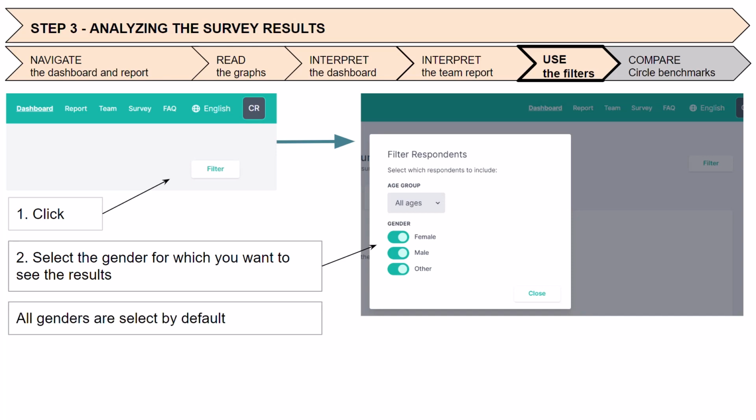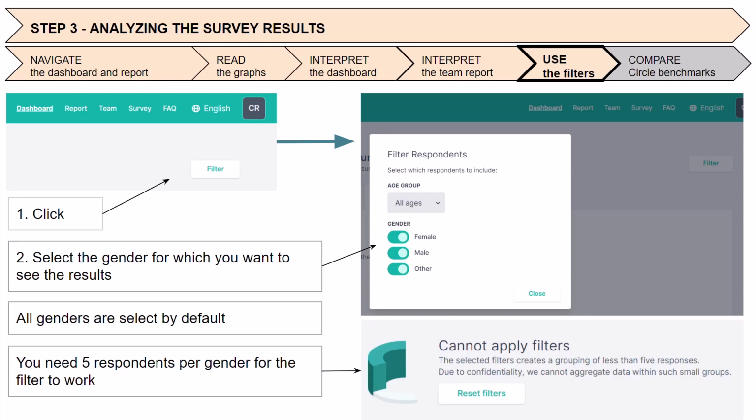Now, you'll notice that all genders are selected by default. This means that if you don't use the filter, you get everybody. And also remember that you need at least 5 respondents of each sex, of each category, for the filter to work. And this is for reasons of confidentiality. So imagine that you had a team of 5 with 1 woman and 4 men. You would know what the woman had answered if you use the filter. So filters cannot work if you have less than 5 people in each of the categories.